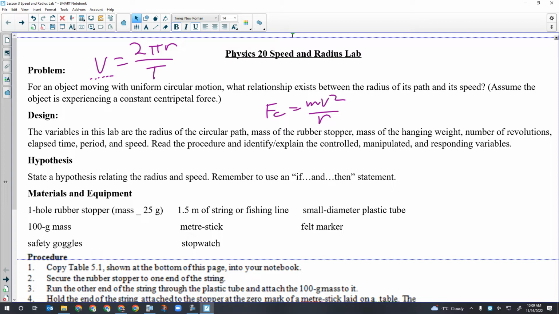None. But if I don't hold the string, the only thing that's keeping that thing in the circle is the mass. Well, what in particular is working on the mass right now? Gravity. Yeah. Something to think about. That might also be part of the analysis. So keep that in mind.